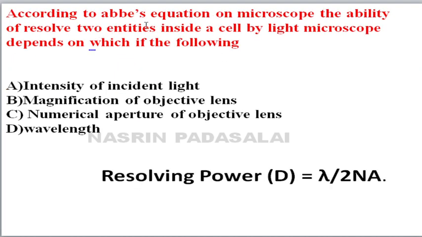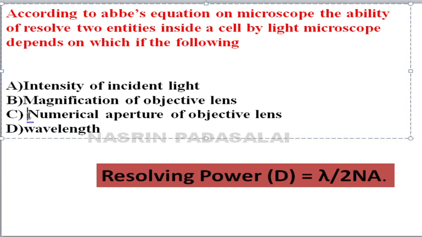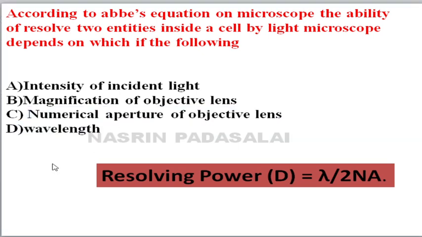And next, according to Abbe's equation of the microscope, the ability of resolving two entities inside a cell by a light microscope depends upon which of the following? So this is Abbe's equation, friends. They are asking which of the following are involved, so this is an MSQ type of question. Both the numerical aperture of the objective lens and the wavelength are involved in determining the resolution of the two entities inside the cell, whereas the intensity of incident light and the magnification of the objective lens are not involved in the result.